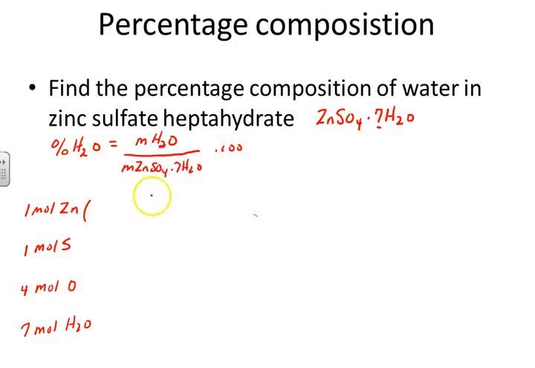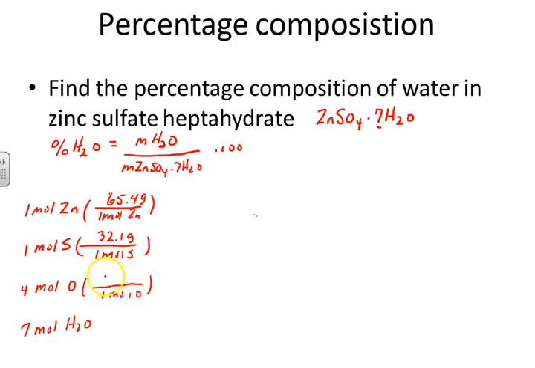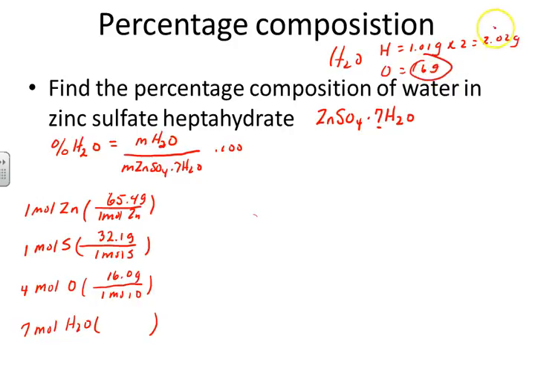So I've got 1 mole of zinc. We need to convert to masses so we can add up the total mass. 1 mole of zinc is 65.4 grams. 1 mole of sulfur is 32.1 grams. And 1 mole of oxygen is 16 grams. And then we've got water, H2O. That's each water. Hydrogen equals 1.01 grams times 2 equals 2.02 grams. Oxygen equals 16 grams. So 16 plus 2.02 is 18.02 grams, or I'm going to go with 18 grams in every 1 mole.